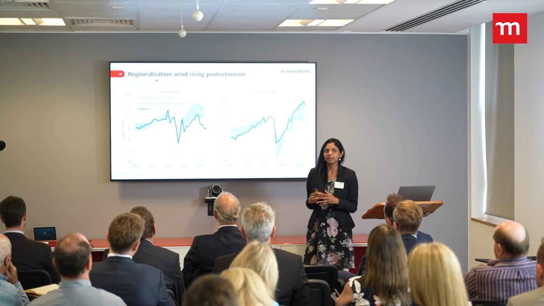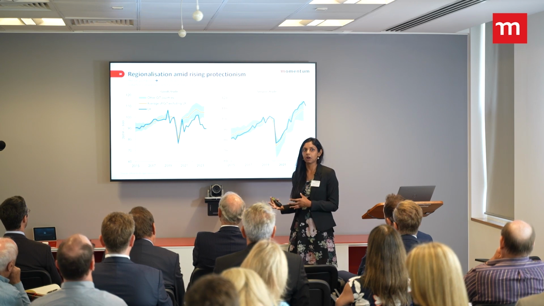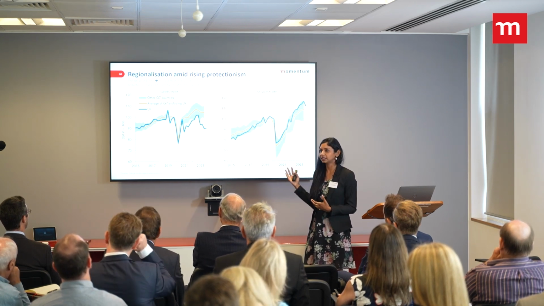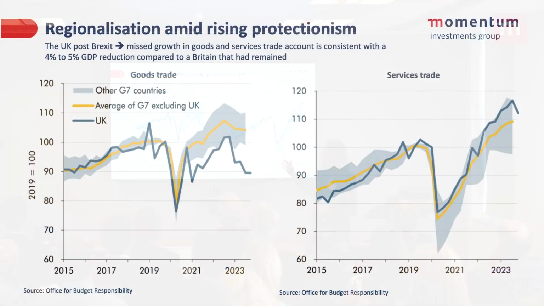However, we've seen that populism doesn't always benefit the economy when it takes on a more nationalistic approach. And this is exactly what we've seen playing out in Brexit. On the left-hand side, we've got the Office for Budget Responsibility looking at the trade account for goods and comparing what has happened in the UK since Brexit to the rest of the G7 counterparts. And you can see on the goods side, there's been an underperformance.